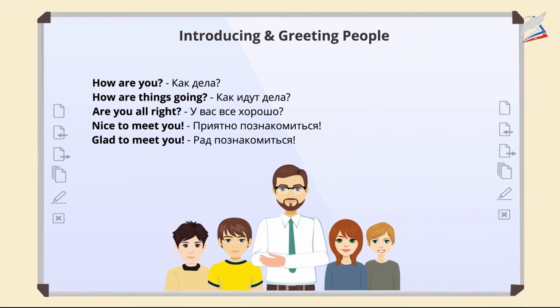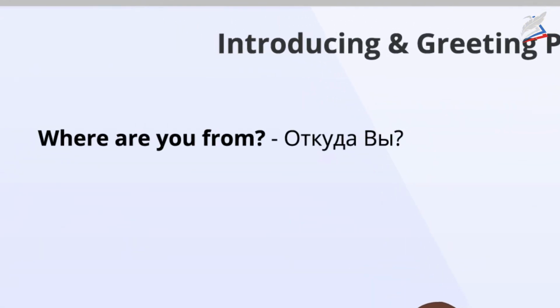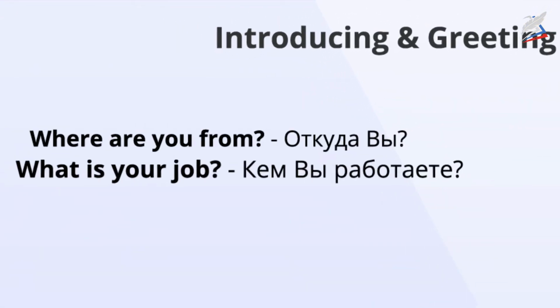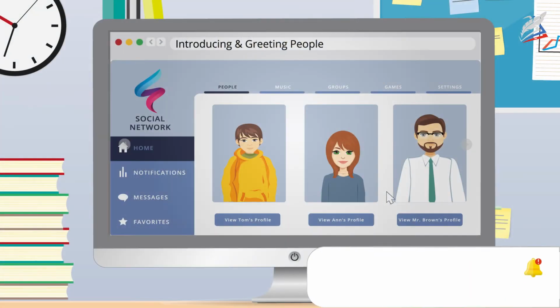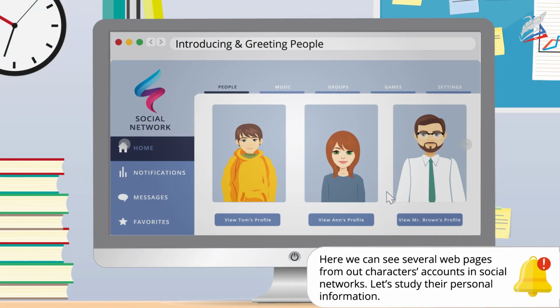And you're sure to be interested in some information about the person, like age or the country he comes from and so on. It would be polite to ask, "Where are you from? What is your job? How old are you?" Here we can see a few web pages from our characters' social network accounts. Let's study their personal information and think what questions we might ask about each piece of data.